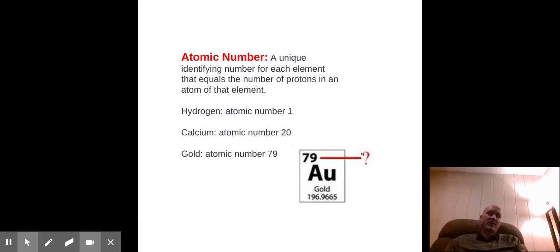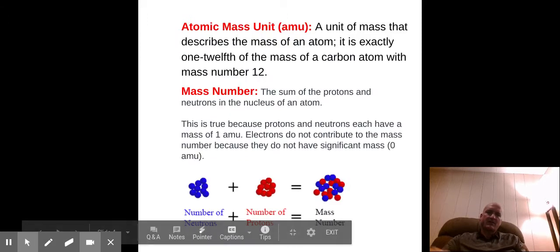Gold, here's the little box of gold on the periodic table. Atomic number 79, you can see that's the atomic number. That's what the question mark is. So that means every atom of gold has 79 protons, and that's the only element with atomic number 79.